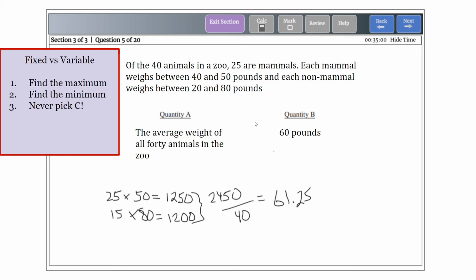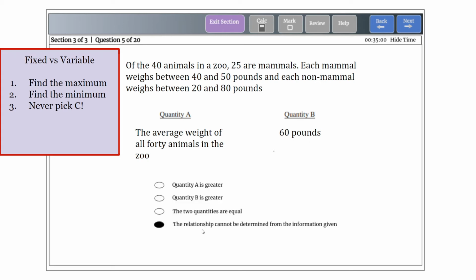But this is the place where I find people have a misconception. This does not mean that you pick quantity A is greater. What this means is that quantity A could be greater. But if we look at our possible range of values, of course, if all the animals weighed 40 pounds and 20 pounds respectively, the average for quantity A would be way less than 60. And so A could be greater, but it could also be less. And so of course, that means that the only option we have open to us is the relationship cannot be determined.